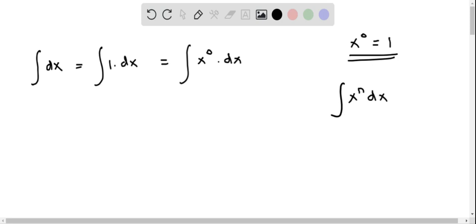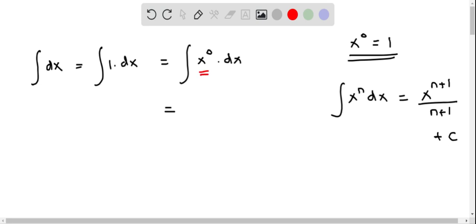Suppose we have to integrate x power n dx, the formula says it is equal to x power n plus 1 divided by n plus 1, plus the constant of integration c. So this is the formula. I'm going to apply this formula here to integrate this.